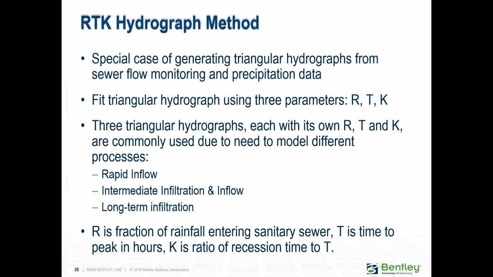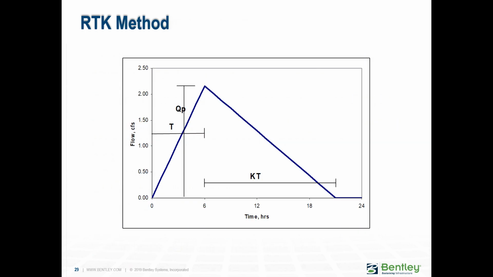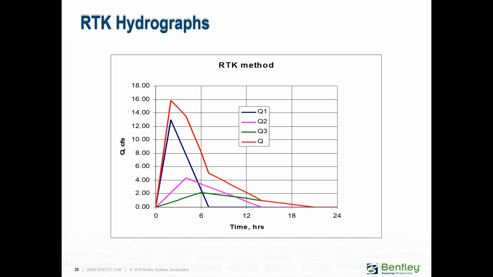R is the fraction of rainfall entering the sanitary sewer. T is time to peak in hours, and K is the ratio of recession time to T. User must specify three parameters, RTK, for each of three components: rapid, moderate, and slow RDII. This shows how the three component hydrographs of the RTK method are combined to make up a hydrograph.